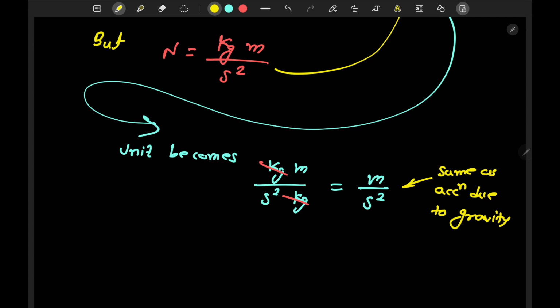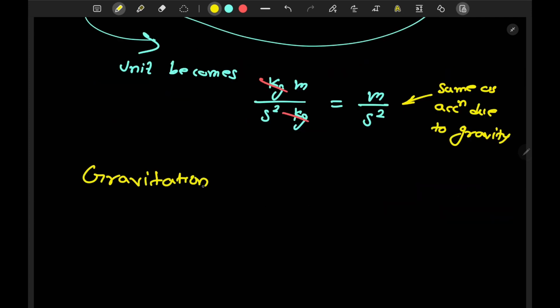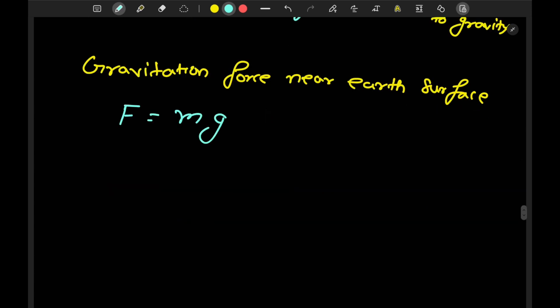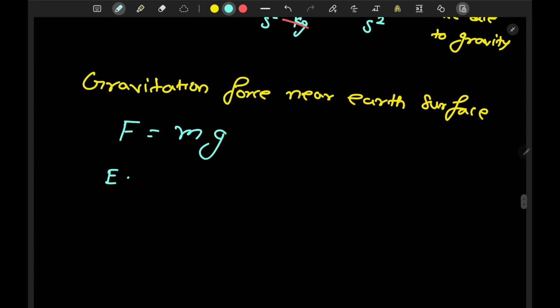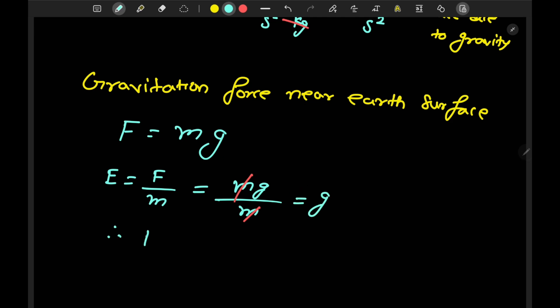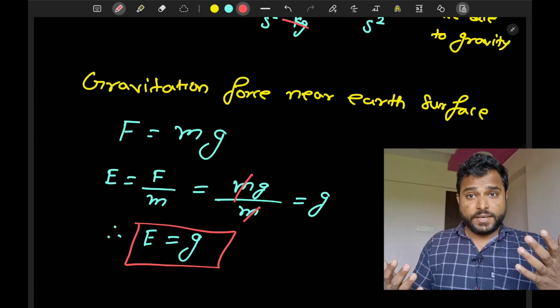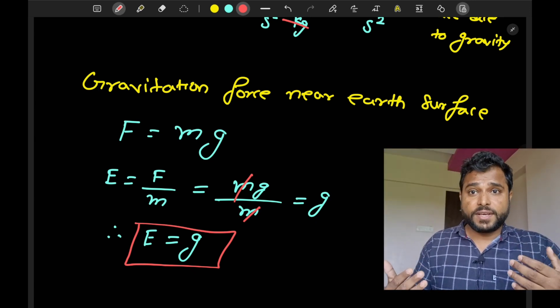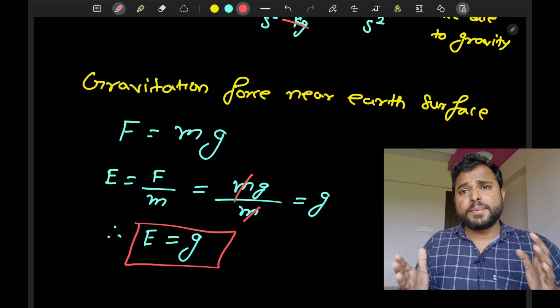Let me show you with another example. The gravitation force near Earth's surface is F is equal to mg. Gravitation field strength E is equal to F divided by m, which is equal to mg divided by m, that will give you the value of g. So E is equal to g near Earth's surface. Loosely, if you consider acceleration due to gravity and gravitation field strength, they can be considered the same.